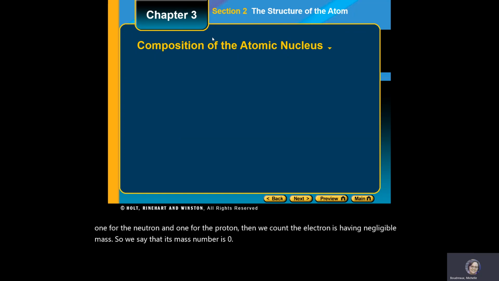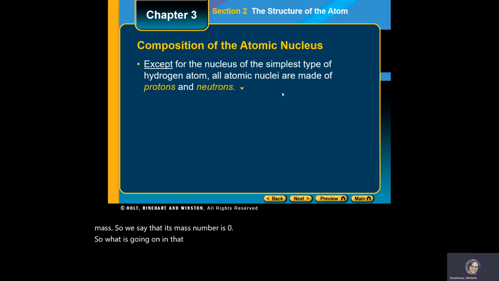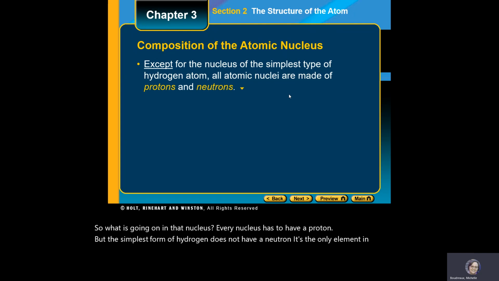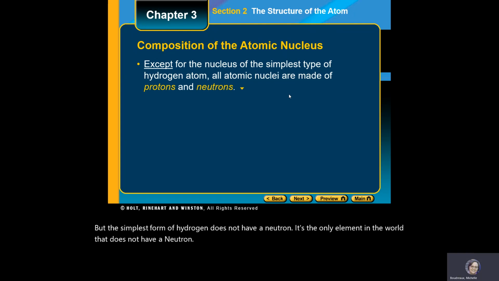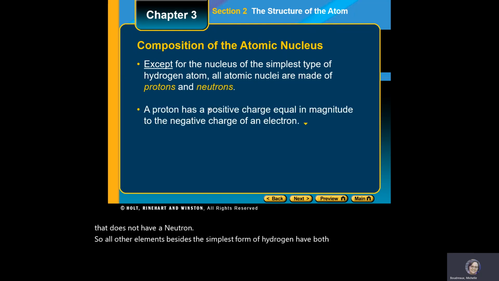So what is going on in that nucleus? Well, every nucleus has to have a proton. But the simplest form of hydrogen does not have a neutron. The only element in the world that does not have a neutron. So all other elements besides the simplest form of hydrogen have both protons and neutrons in their nucleus.